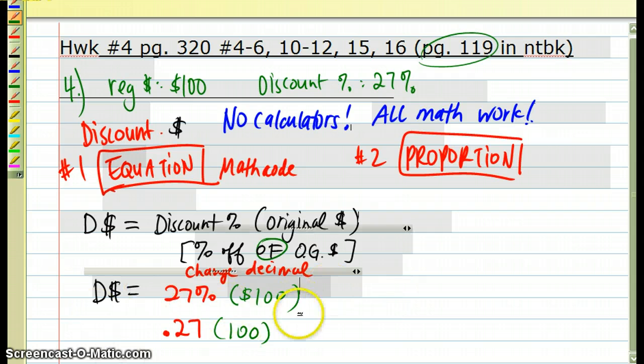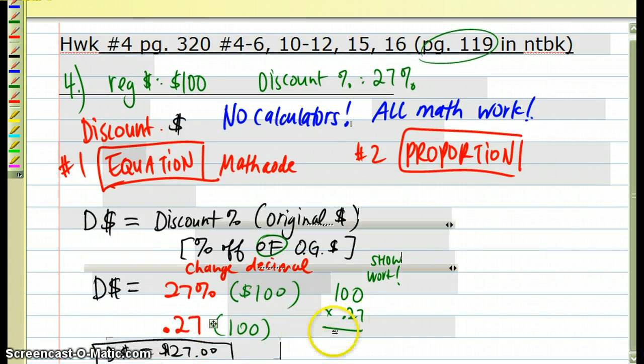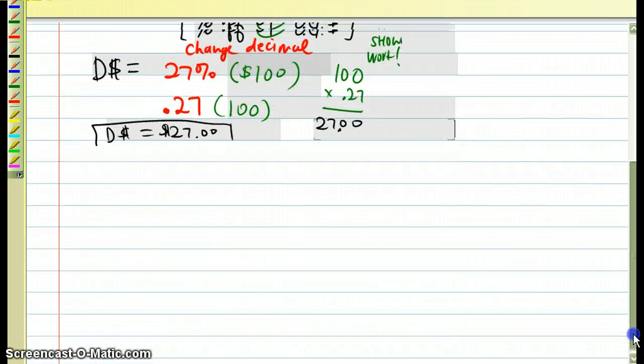This is where I want to see your equations. I want to be able to see that you are multiplying those two numbers. This is your work, okay, without using a calculator, and then to show then that the discount price, the final answer is going to be $27. My decimal's in the correct place. I did the math over here and I put it in the correct place.